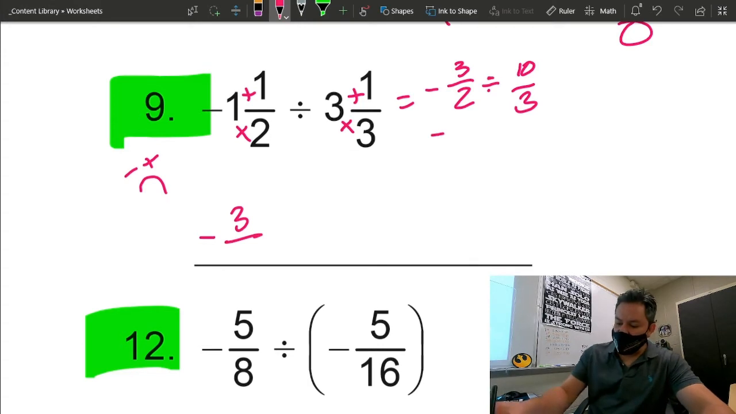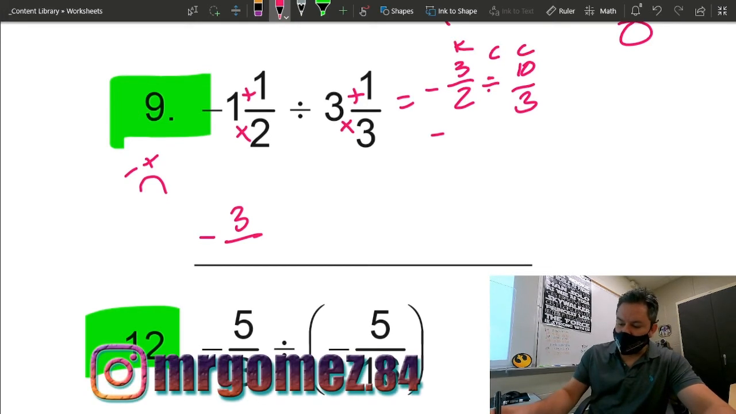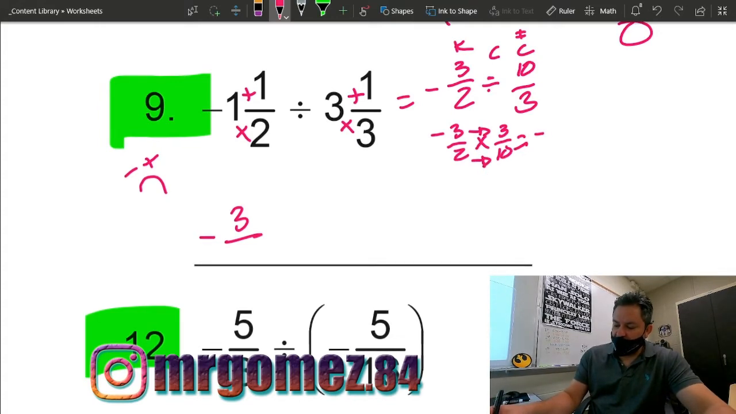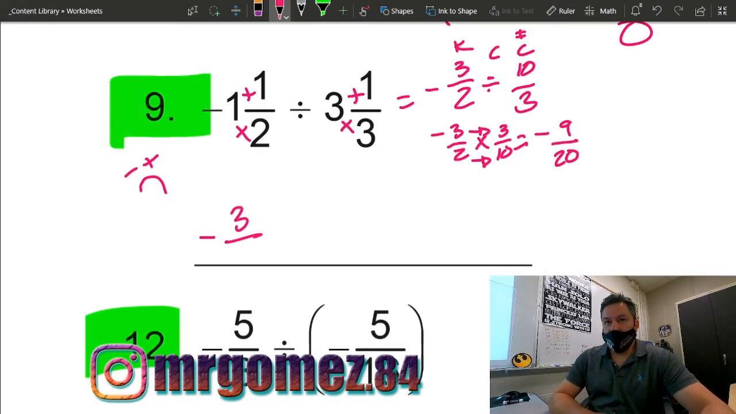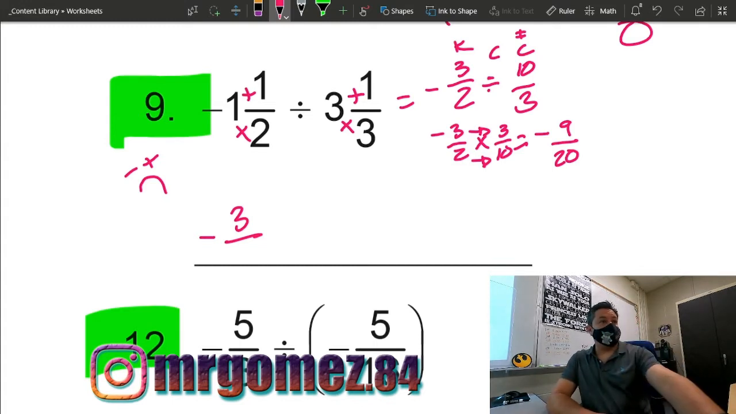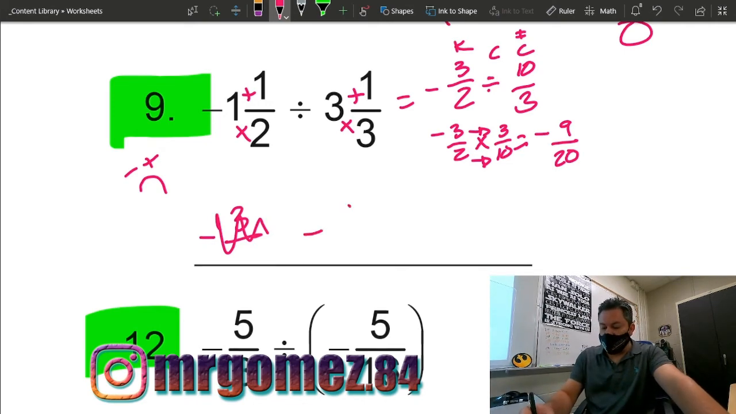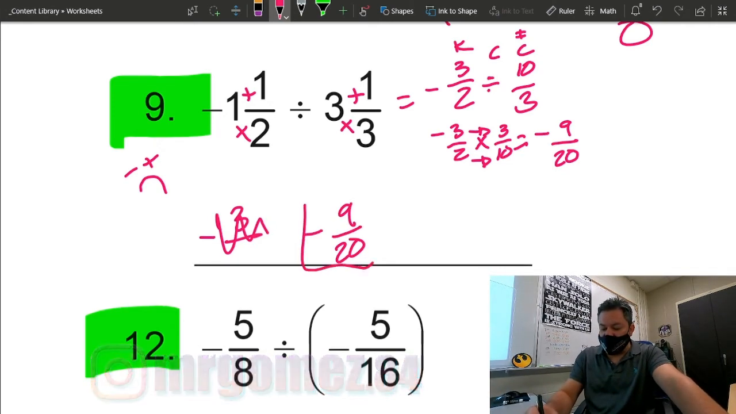Okay, so it's gonna be keep, change, flip, whatever you want to call it. Negative 3/2 times 3/10. Multiply straight across. Negative, because negative and positive is negative. 9. The bottom is 20. Negative 9/20. Can we simplify that any further? No. So the answer will be negative 9/20.